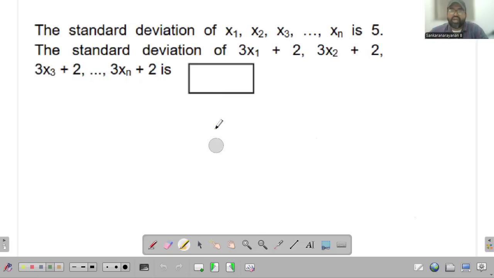But you have 3 times x1, 3 times x2, 3 times x3, making it 3 times, and that is going to have an impact on standard deviation.